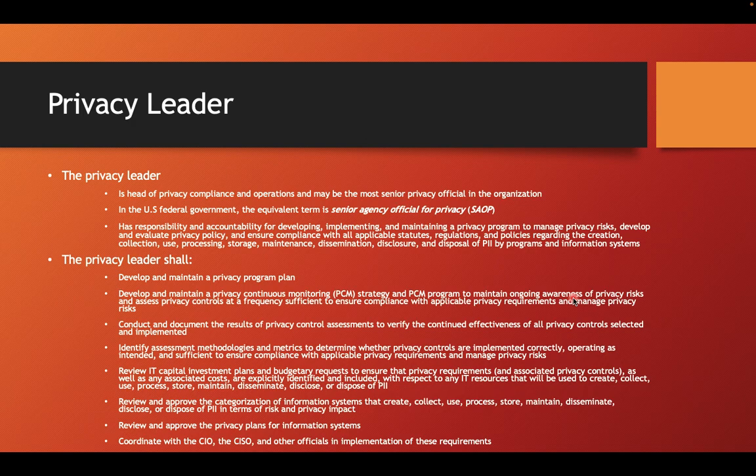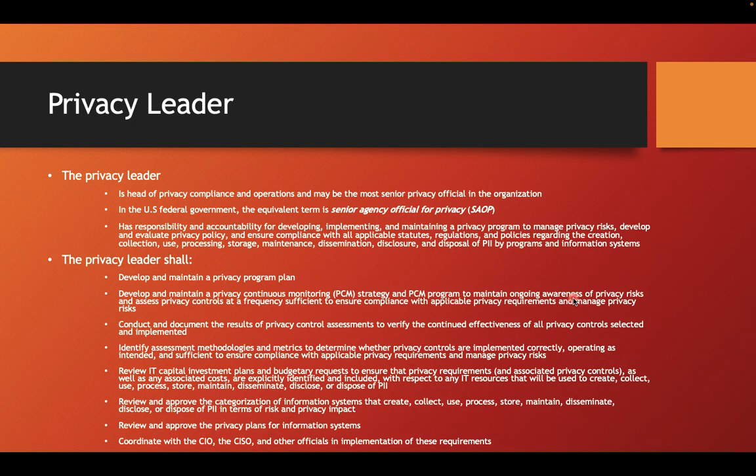Okay, so privacy leader is also a position. It's also a position that is available for people that work in information security. Now, the privacy leader is the head of privacy compliance and operations, and maybe the most senior privacy official in the organization. So when we say privacy leader, it could be the most senior privacy individual in the organization.